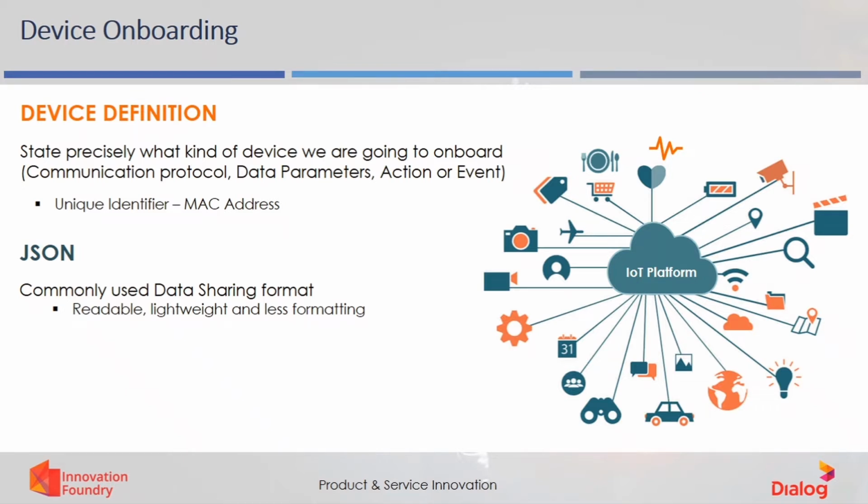In this series, we are mainly focusing on JSON onboarding. For those who don't know what JSON is, it is a commonly used data sharing format, and compared to other formats like XML, it is easier to read, lightweight, and requires less formatting. This is an example of a JSON, and as you can see, it contains data in a form of key-value pair.